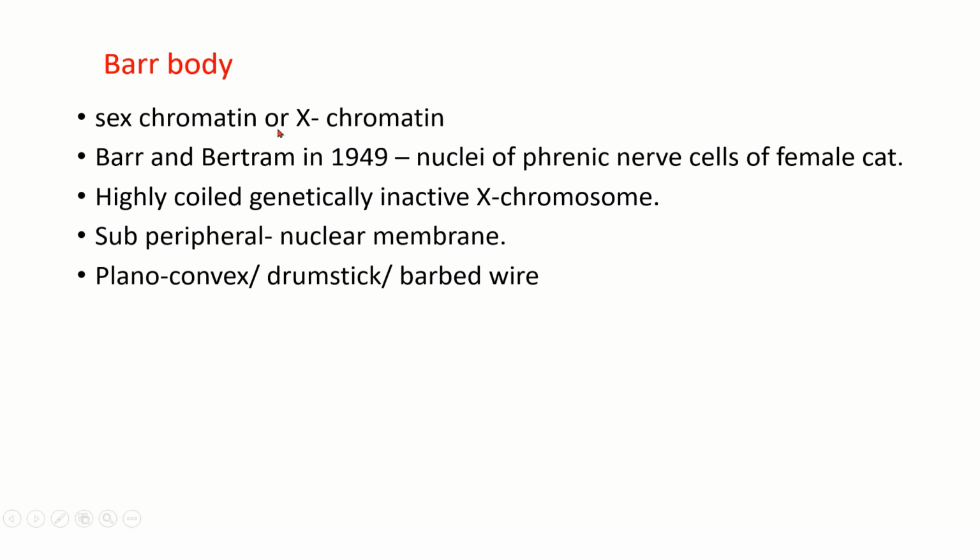So now Barr body, it's also called as sex chromatin or X chromatin. Barr and Bertram in 1949 observed it in nuclei of phrenic nerve cells of female cat. Highly coiled, genetically inactive X chromosome. So it is subperipheral, below the nuclear membrane. So it is of different shapes like plano-convex, drumstick, or barbed wire.